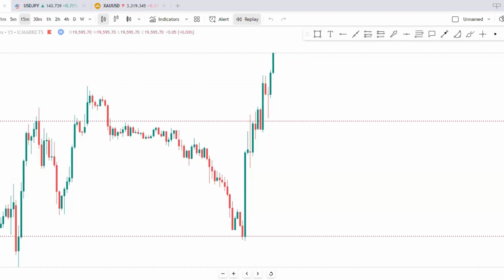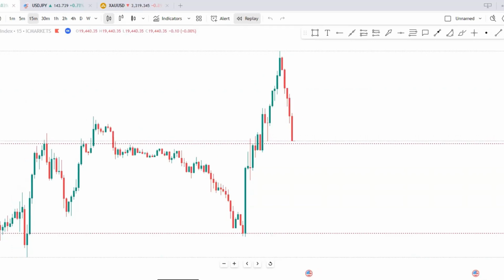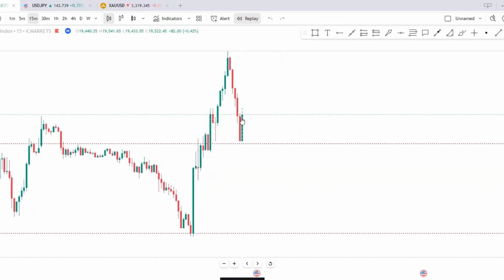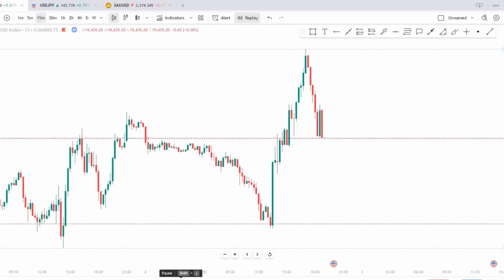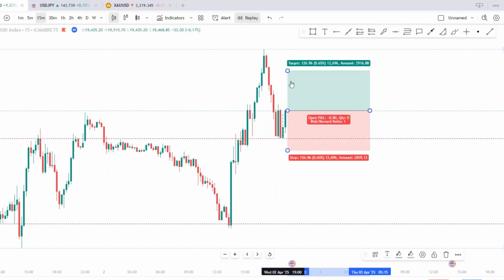right? So we break the zone, nice break. And we're waiting for that pullback into the actual line. Perfect. So look at this. We pull back here and we've got that nice bullish candle here. All right, so there we go. So literally, I could be taking my trade right now. Right here, I'd be setting up for a long position right here. And my stop is going to be right below this area.